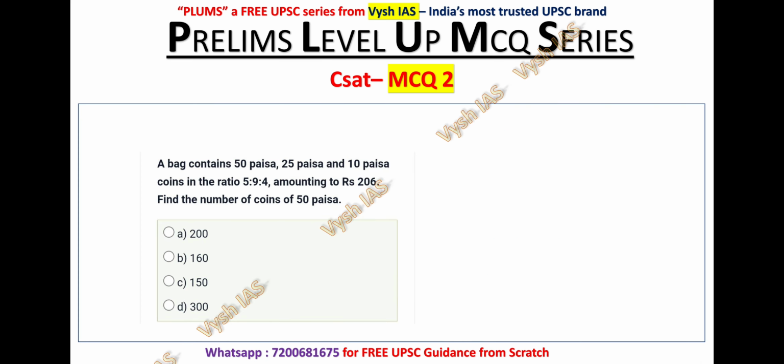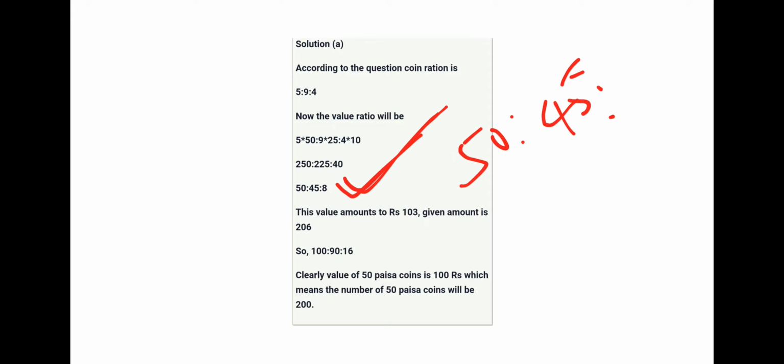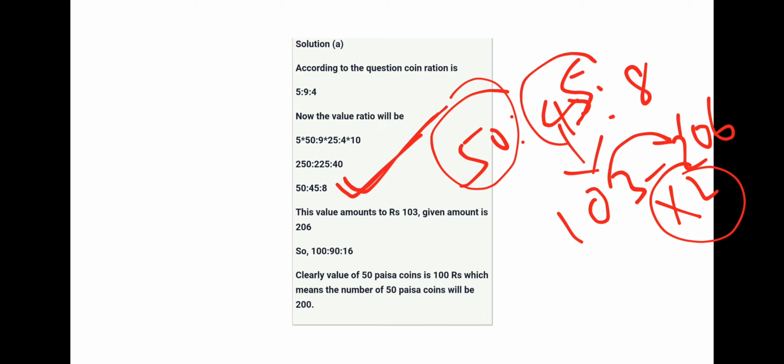But as per the question, the total value is amounting to 206. So the actual value is twice the value that we have got. So we have to multiply the ratio by 2 so that we will get the actual value. The sum we got is 103, but the actual value is 206, so into 2 we have to do. So 50 into 2 is 100, 45 into 2 is 90, 8 into 2 is 16.